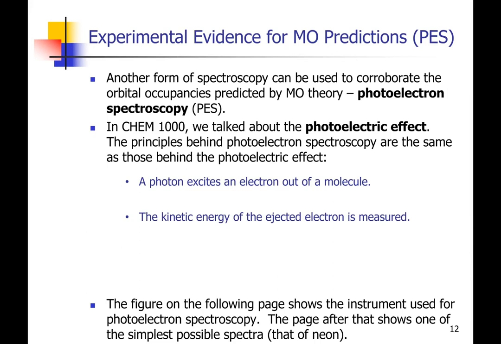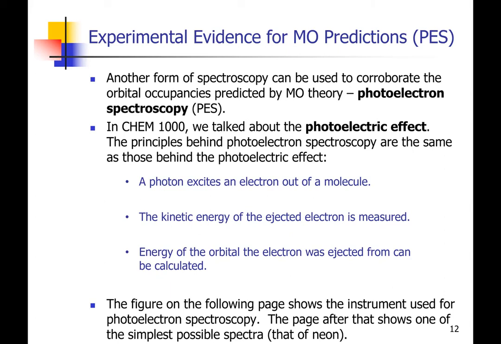We are able to measure the kinetic energy of the electron ejected from the molecule. And if we know what the energy was of the light that struck it in the first place, and what the energy is of the electron that got kicked out, then we know that the difference between those two quantities of energy must be the energy that was required to eject the electron from the molecule. So we can therefore calculate the energy of the orbital that the electron was in.